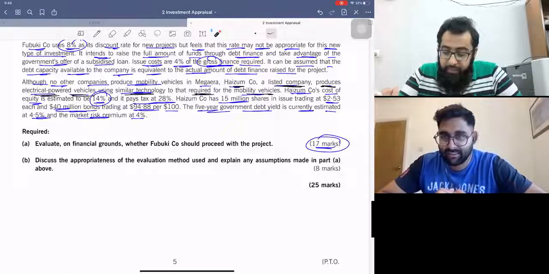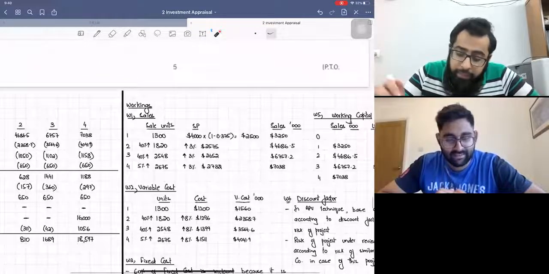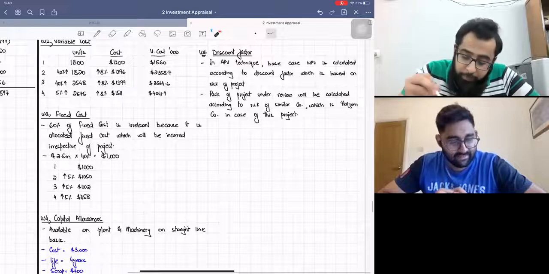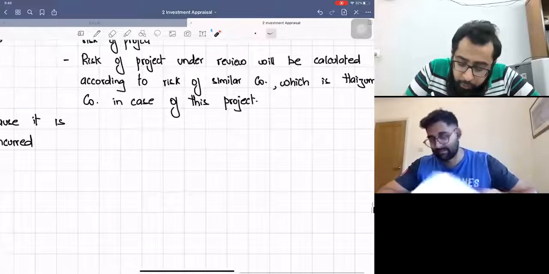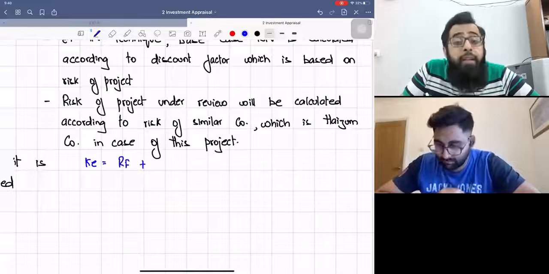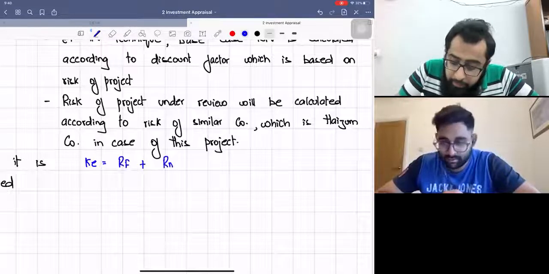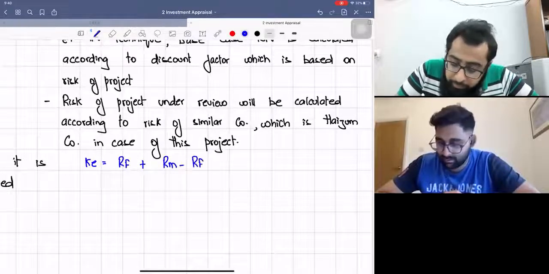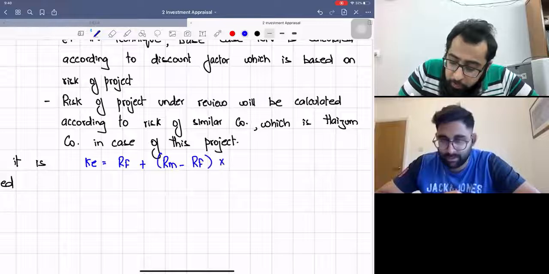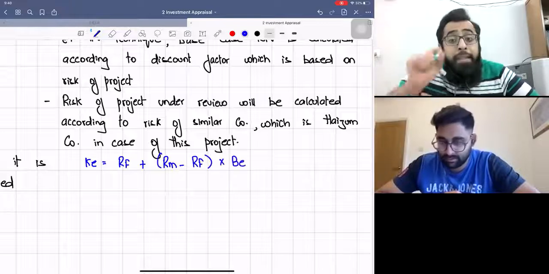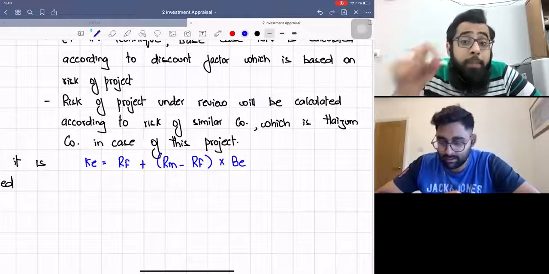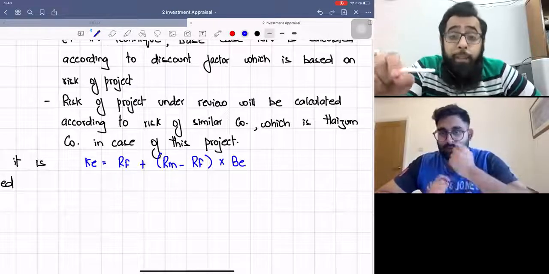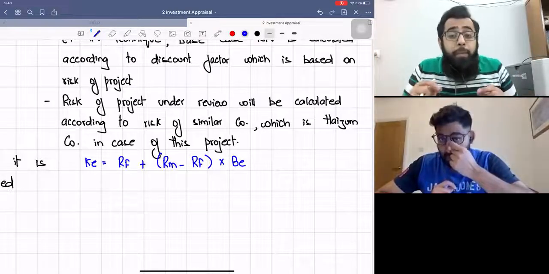Now through the ICAEW company, what I'm doing first of all is: cost of equity is equal to RF, the risk-free rate, plus RM minus RF multiplied by beta equity. Now this is the beta equity, not the beta asset. What I want is the beta asset. I don't want the beta equity. Now, what is the difference between them?